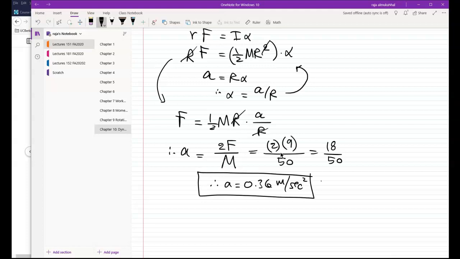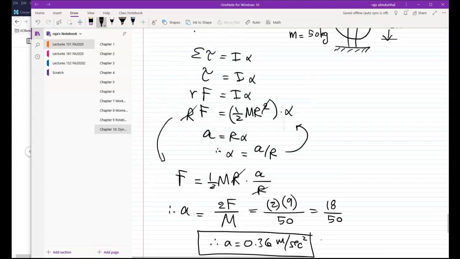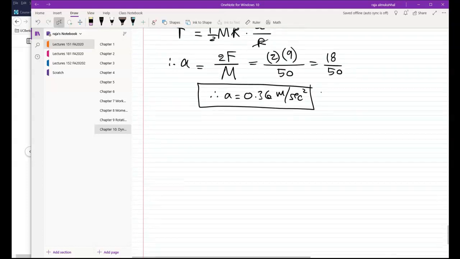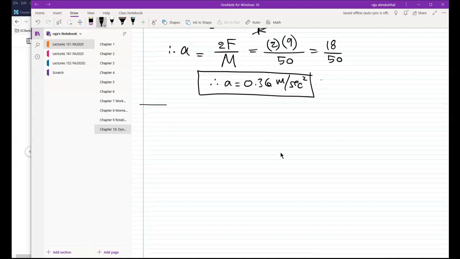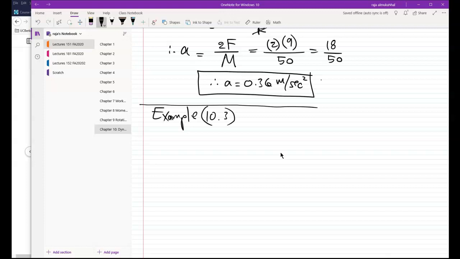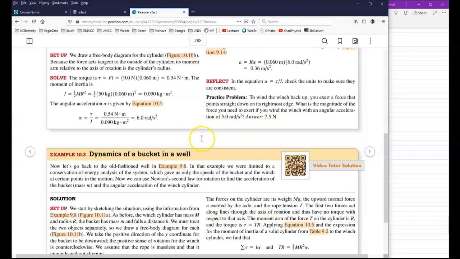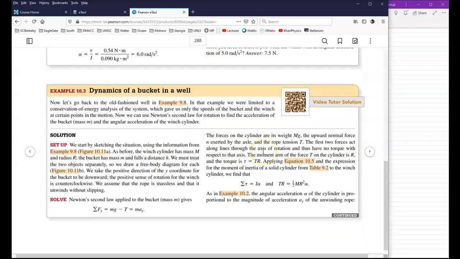Okay, very good. All right, let's do the next one. The next one is a little bit harder. Example 10.3. All right, let's look at the book. Is there a picture associated with it? No, there isn't. Okay, I'm going to draw the picture for you.